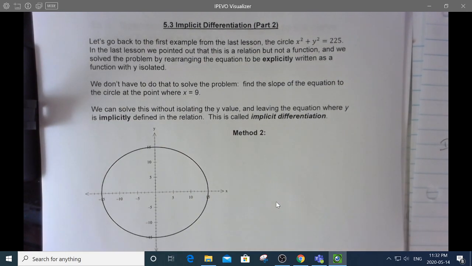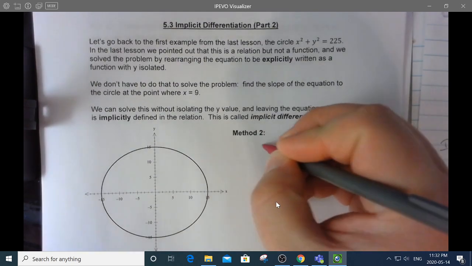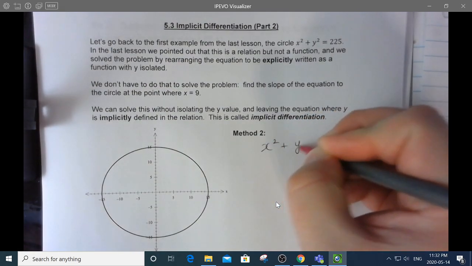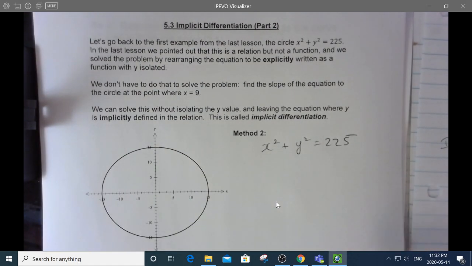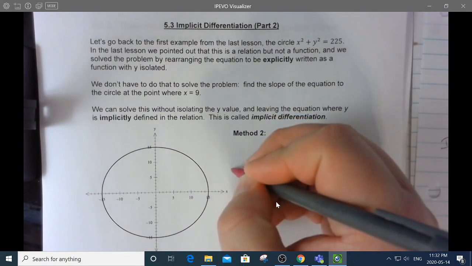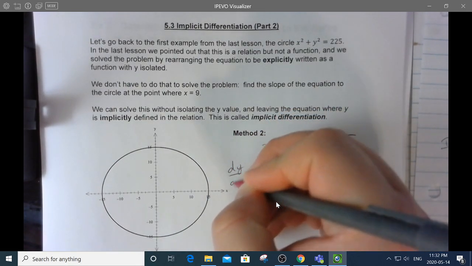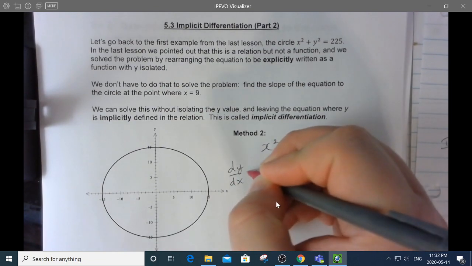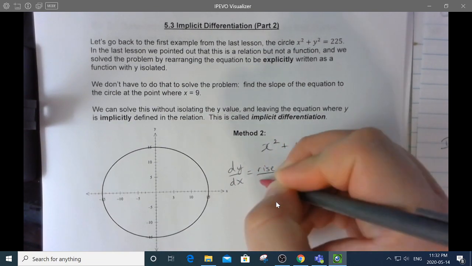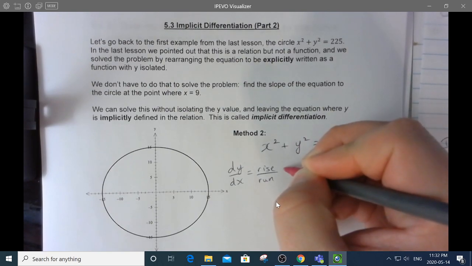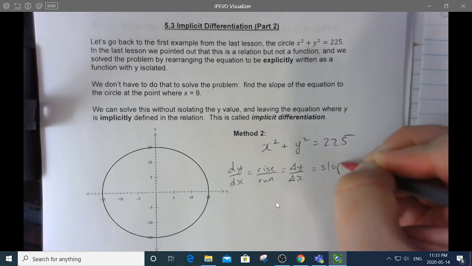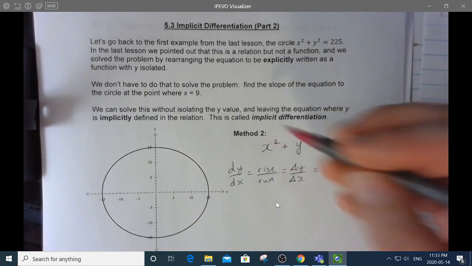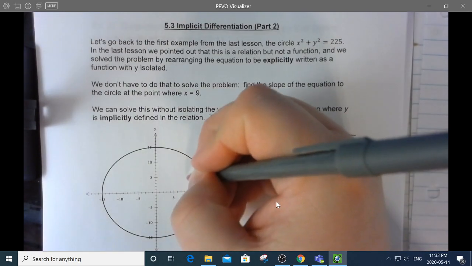Method 1 was what we did in the last video, and we'll just start by, again, rewriting the equation: x squared plus y squared equals 225. And remember, what does it mean to find the derivative? The derivative, dy by dx, is also, of course, the rise over the run, right? It's basically delta y over delta x. It's the slope. So I want the slope when x is 9.